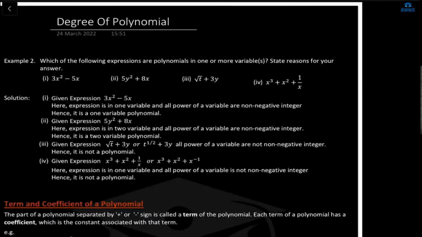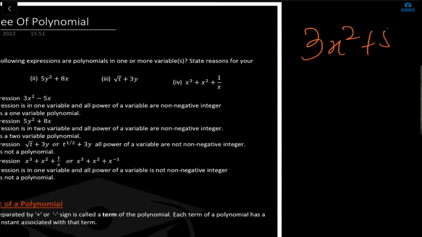If the question was 3x square plus 5y, then you can say it is a two variable. Okay, Aram and everybody? Because only a single variable is used, so it is one variable.